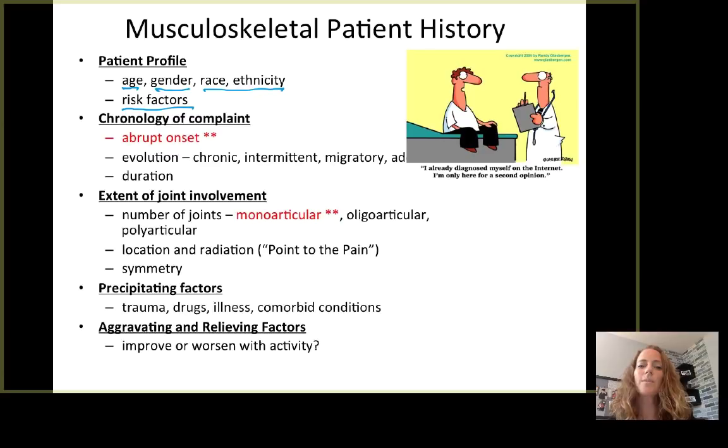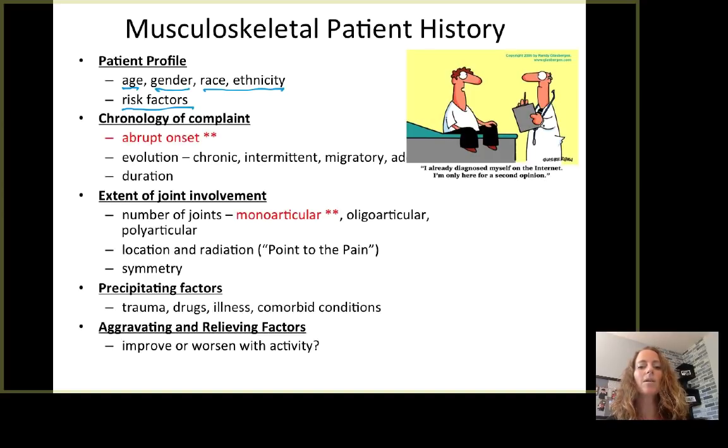But you want to think also about evolution. So you may be early on in a condition, you may not see much. It might be intermittent. It might have phases where it goes on and off. It might be chronic. You want to know the total duration. How long has the patient had this complaint? And then you want to think about the extent of joint involvement.